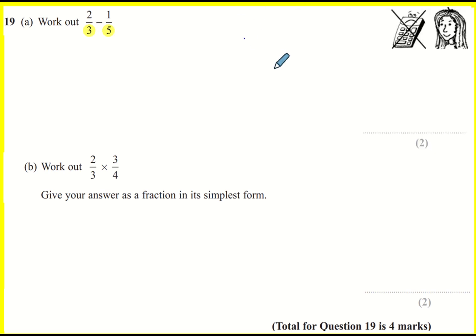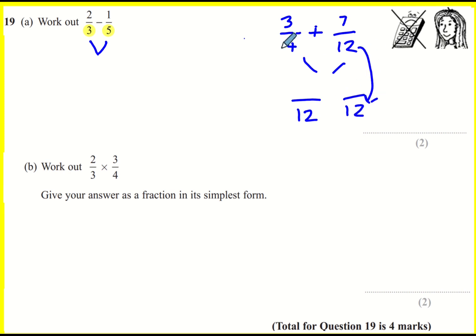There are instances where you can find a lower common multiple than just multiplying these two numbers. So for example, if you had 3/4 plus 7/12, multiplying them would give you a common denominator of 48, which is fine, you can do that, but actually you can have a lower common multiple here of just 12 because that's already done for you and 4 goes into 12.